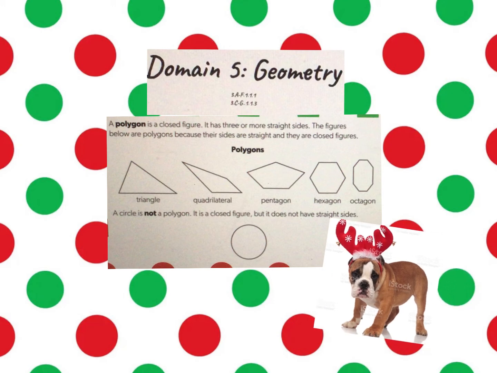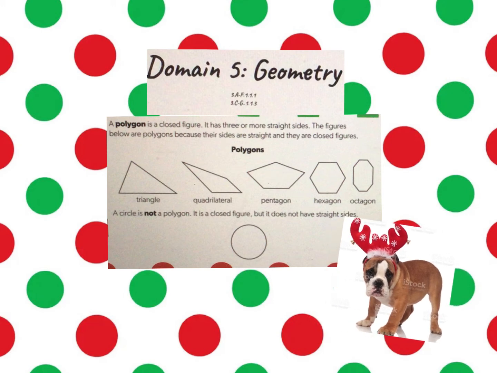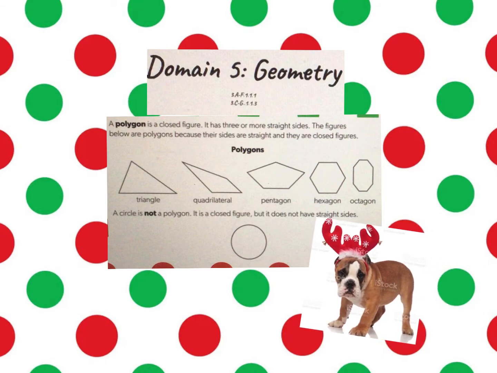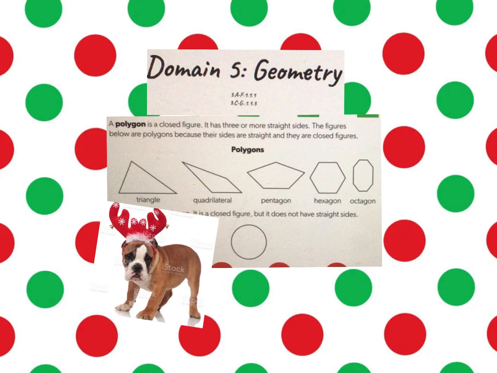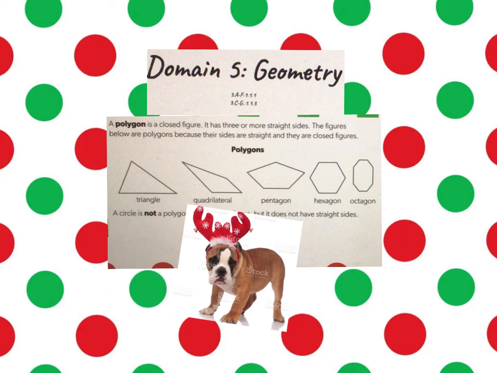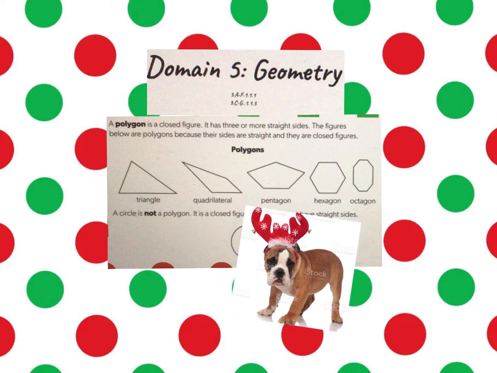And so remember, a polygon is a closed figure and it has to have 3 or more straight sides, and the figures below are polygons because their sides are all straight and they are closed figures. So a 3-sided polygon is a triangle. A 4-sided polygon is a quadrilateral. A pentagon has 5 sides and 5 angles.